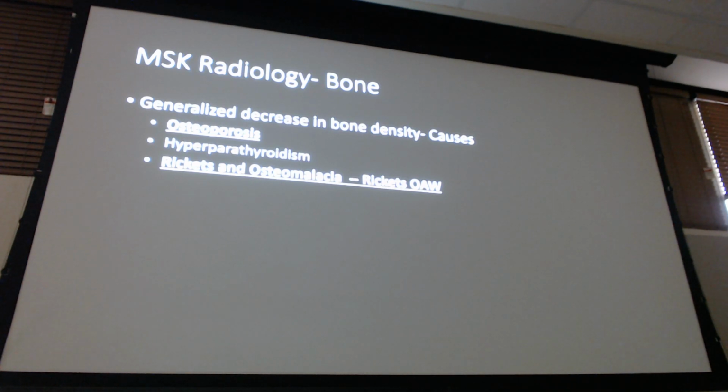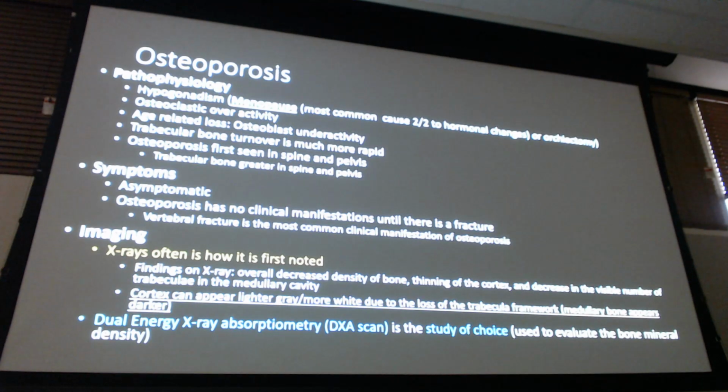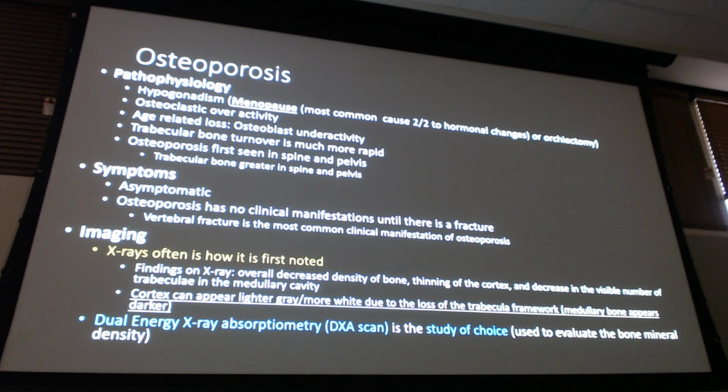Okay, so here we've got bold and underlined the ones I want you to focus on. Hyperparathyroidism, we're going to briefly discuss, but it's more to prep you for next semester too. But generalized decrease in bone density now. So the first one is osteoporosis. You will see this often, okay?